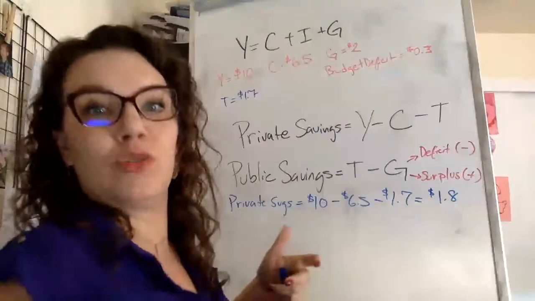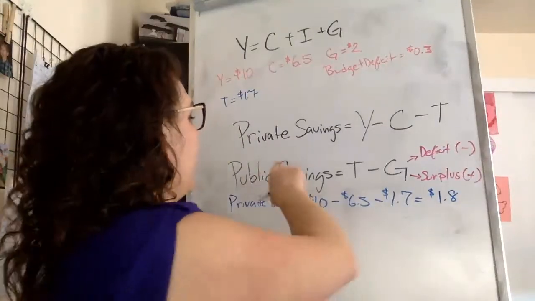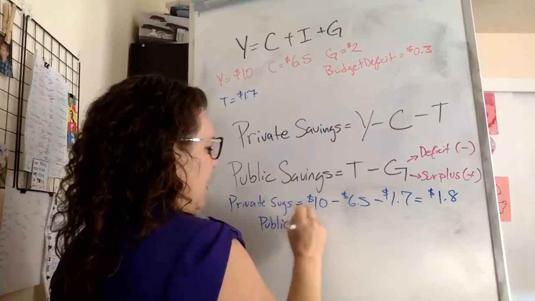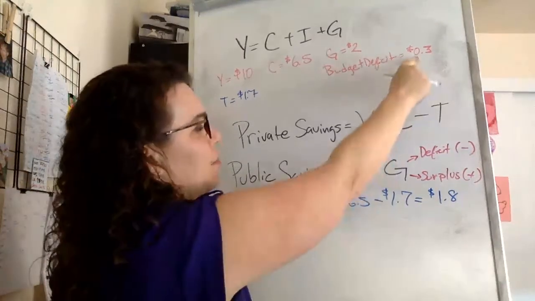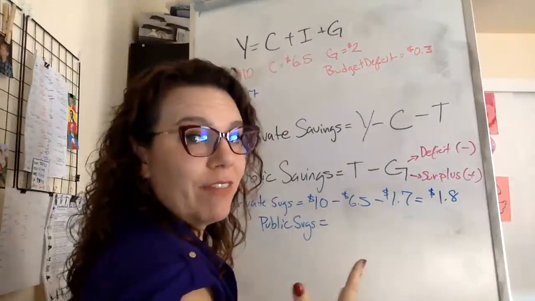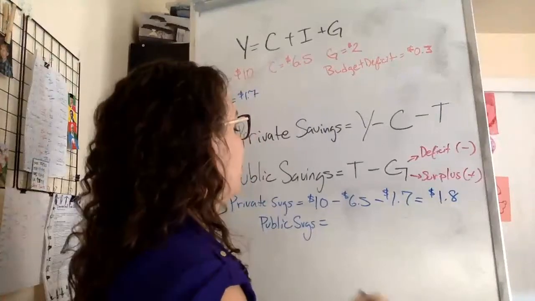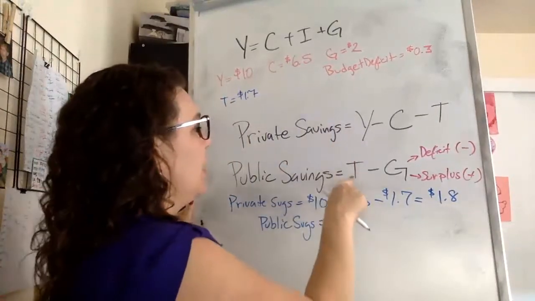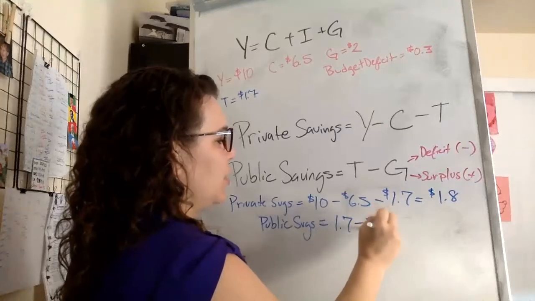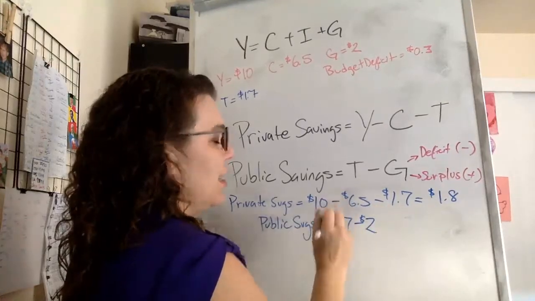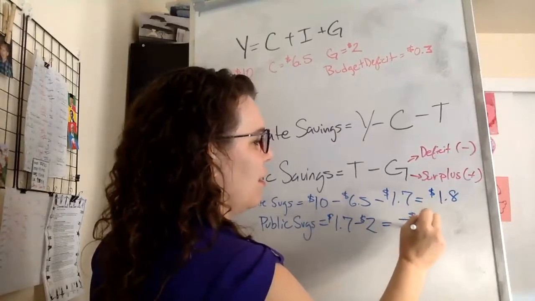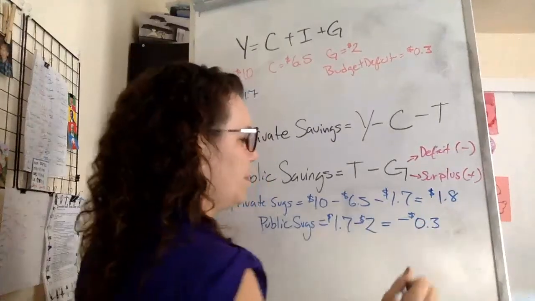Cool? $1.8 trillion. Public savings we can calculate again, even though we know it's going to be that negative 0.3, that negative budget deficit of $300 billion. But we can just calculate it and say, okay, if we have $1.7 trillion in taxes minus $2 trillion in spending, that's going to give us a budget deficit of 0.3.